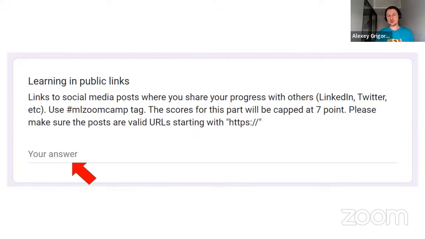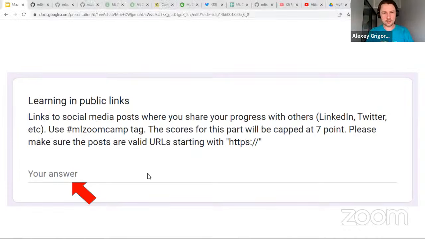And for each of these, we really want to encourage you to do this, and you will get an extra point. So I will talk a bit about points. When you do homework, for each correct answer, you get a point. And also for each learning in public link, you also get 1 point. And this way we will have a leaderboard.